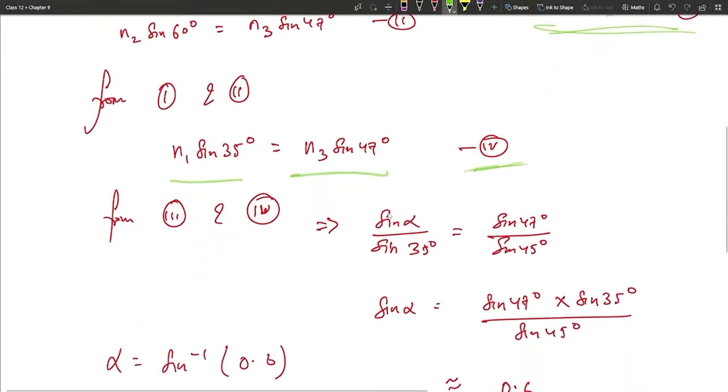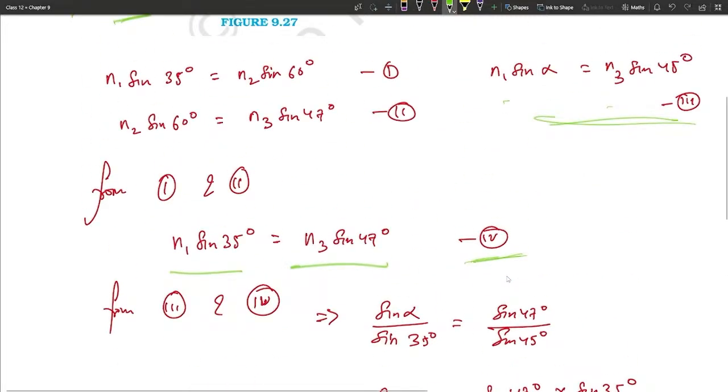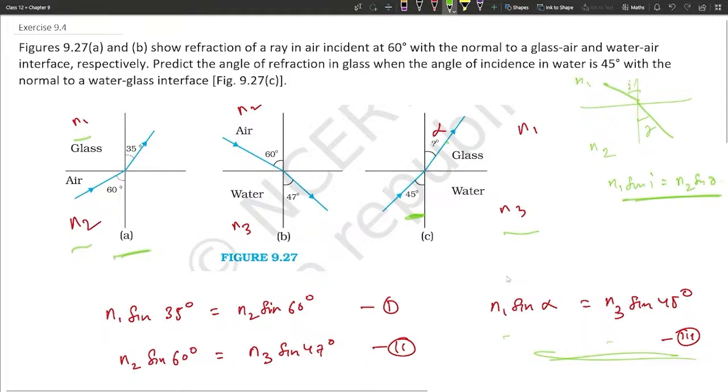Now substituting the values we will get sine alpha is equal to 0.6 approximately, and now if we take inverse then we will get a value of 36.8 degrees. So we see that the value of alpha is going to be equal to approximately 36.8 degrees.